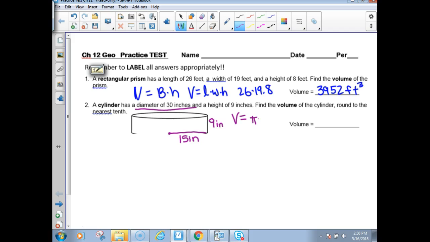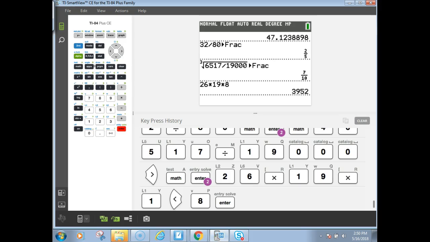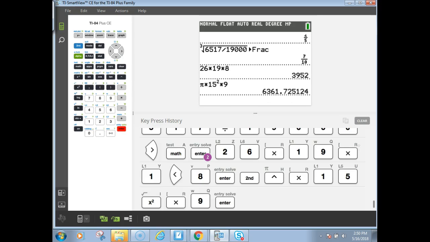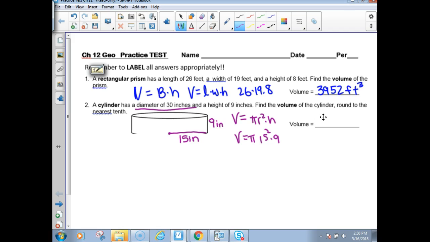Volume will be pi times the radius squared times the height. That's the volume for the cylinder formula that you have on your sheet. You need to be able to plug in the numbers. Pi times 15 squared times 9. Make sure you're using the pi key on the calc. All right, so pi times that would come out to 6,361.7 cubic inches.